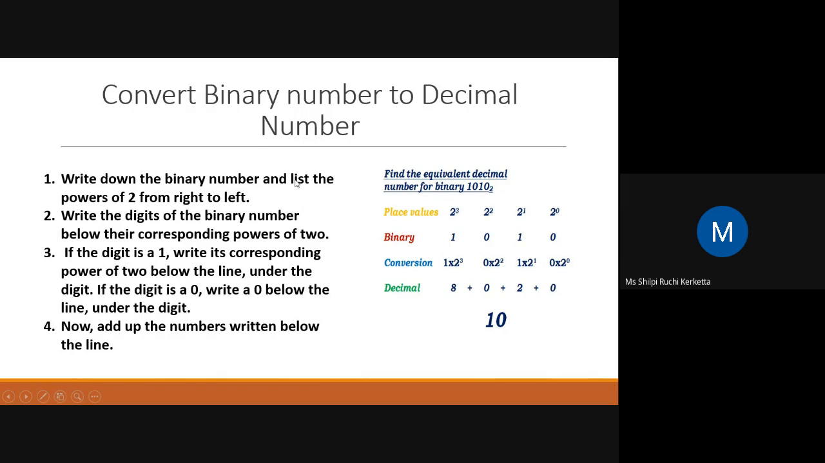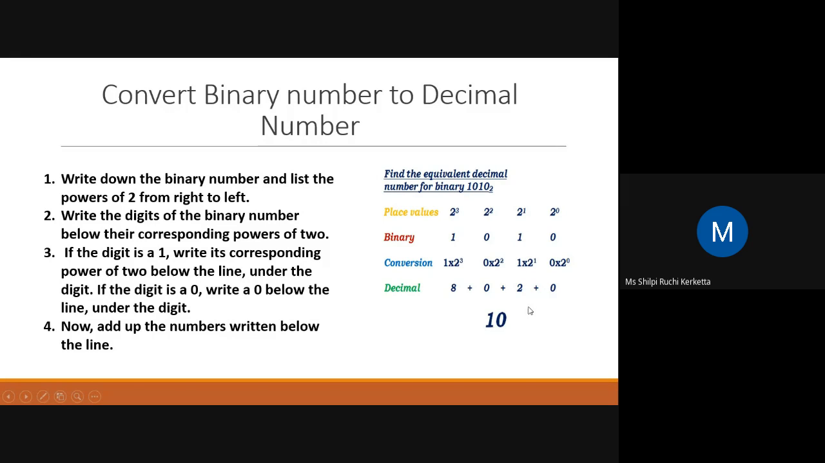First, write down the binary number and list the powers of 2 from right to left. Write down the digits of the binary number below the corresponding powers of two. So first we will write these powers of two, then just below it we will write the binary number. Then if the digit is 1, write the corresponding power below the line under the digit. Like if we are having 2 to the power 1, we will just multiply it and then add it. So this is the step.